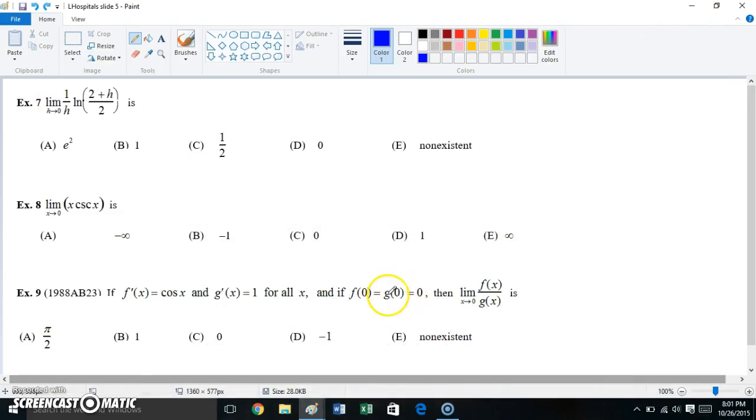These are multiple choice answers, but knowing what work to do is important just as well. So our first limit, we have 1 over h times the natural log of 2 plus h over 2. That's really the same thing as the natural log of 2 plus h over 2 all over h. And we're doing the limit as h goes to 0. Okay, so in the numerator we would get the natural log of 1. In the denominator we would get 0. That's a 0 over 0. So we're going to apply L'Hopital's rule.